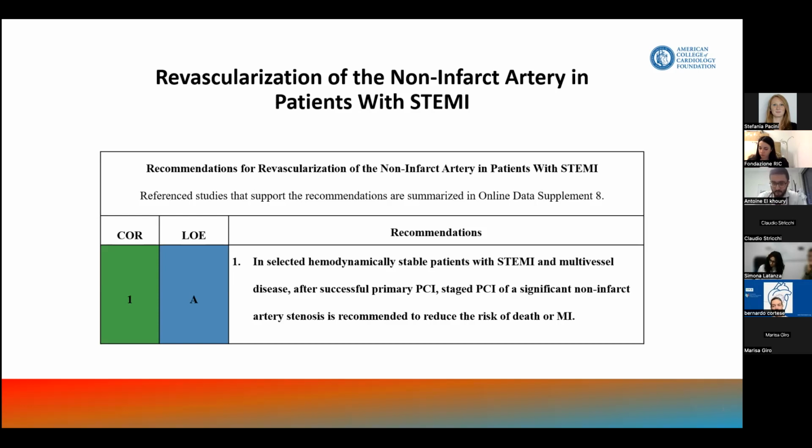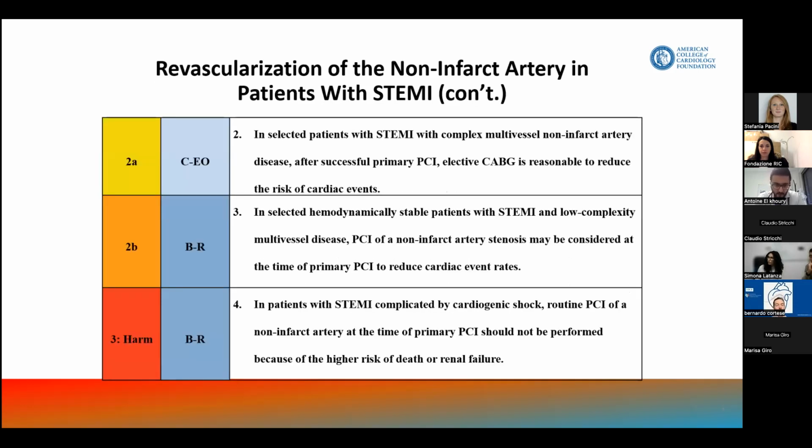So we need to tell the patient that we will do the rest of the arteries the next time, but we need to do them all. So it has a mortality benefit to do the complete revascularization. As opposed to here, as you can see, the last one in red, it's a class 3 recommendation. So we should not do this for patients that present with ST elevation MI and are in cardiogenic shock. We just need to stent the vessel that we think has caused the MI.